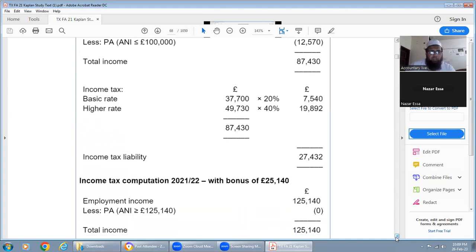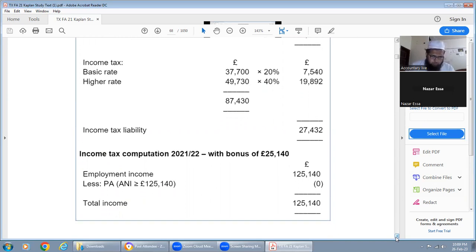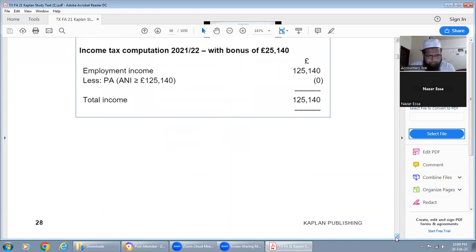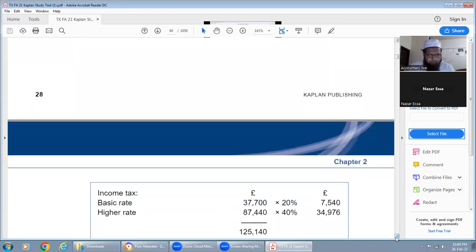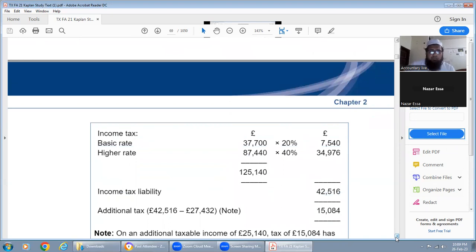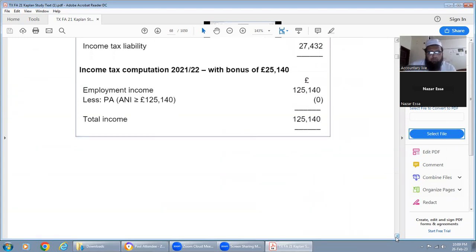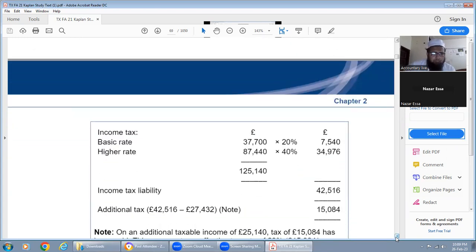Then we have a bonus of 25,140, so employment income becomes 125,140. There will be no personal allowance. So the total income is 125,140. Then we calculate tax. The income tax liability is 42,000. It has increased from 27,000 to 42,000. So the additional tax she is paying is 15,000.